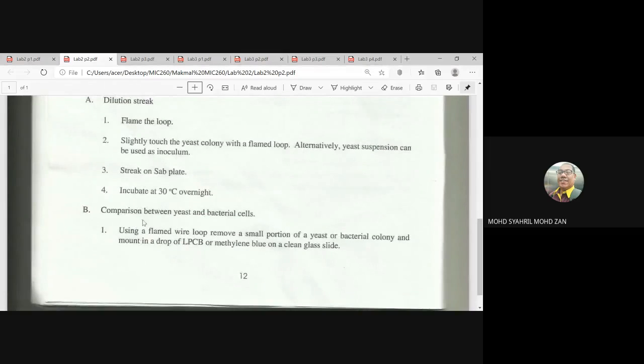So B, comparisons between yeast and bacteria cells. Okay, number 1, using a flame wire loop, remove a small portion of the yeast or bacteria colony and mount in a drop of LPCB or methylene blue on the clean glass slide. Cetak titik atas awak punya glass slide. Ambil sedikit portion macam sistem bakteria juga.